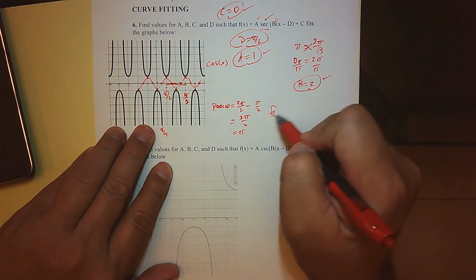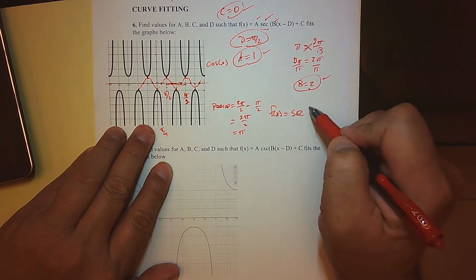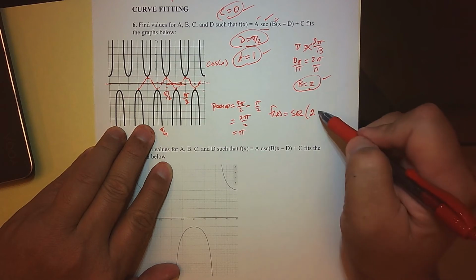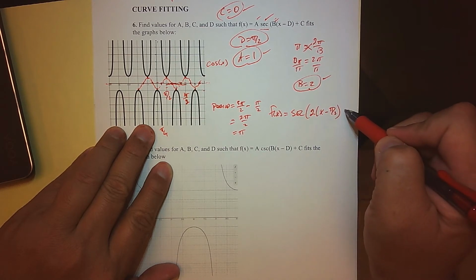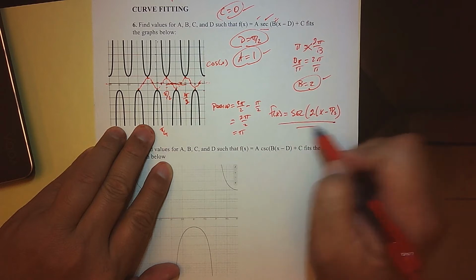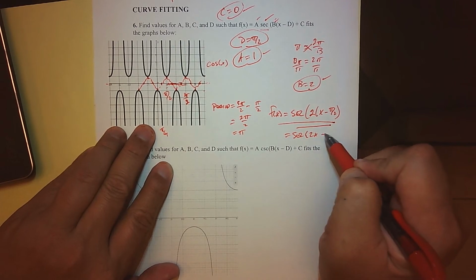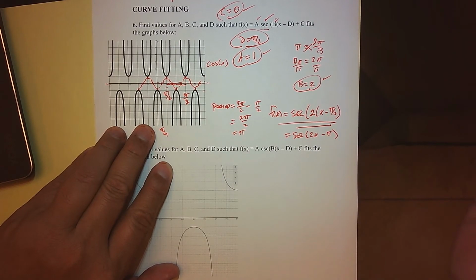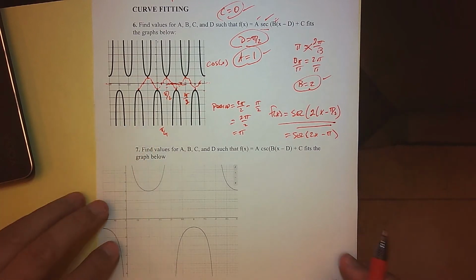So our function that fits this is the secant of 2 times the quantity x minus pi over 2. And that's basically it. Now, of course, you might see that in the textbook as 2x minus pi as well, if you distribute that 2. All right, so that is how we're going to play this game.